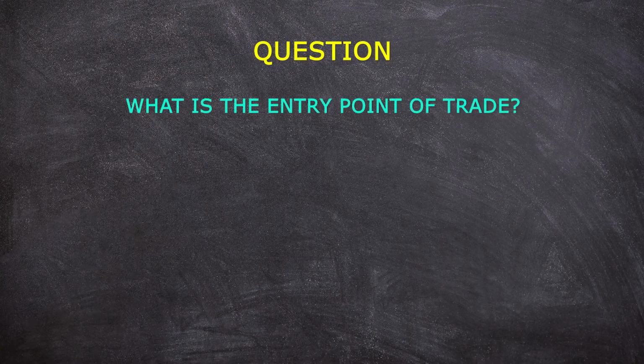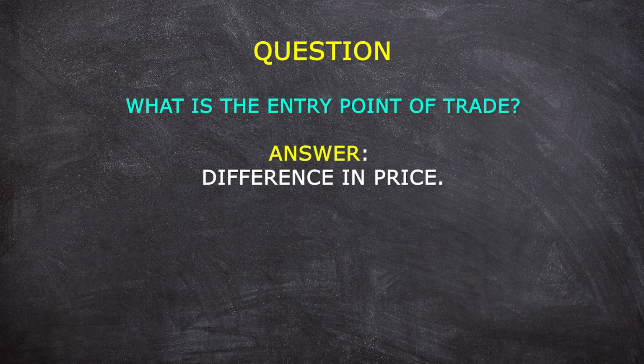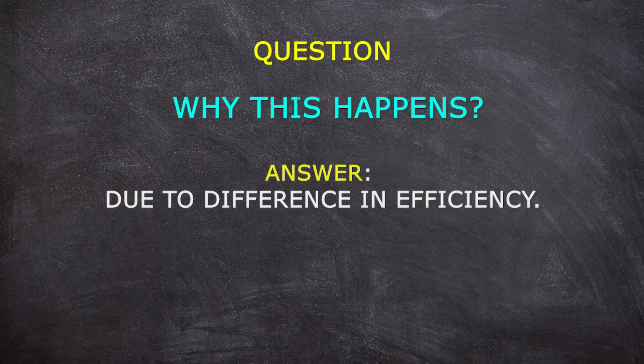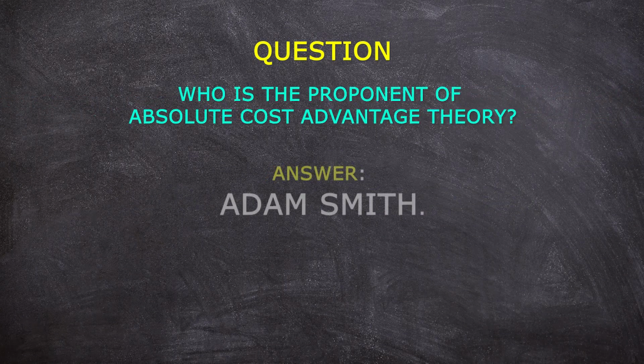And here you can see the price ratios are different. So if the price ratios are different, what I said is that there is a possibility of trade. So that's the idea of absolute cost advantage theory. But the point is that this absolute cost advantage theory may break down in certain situations.